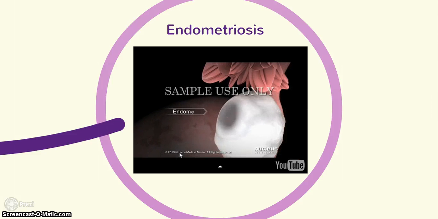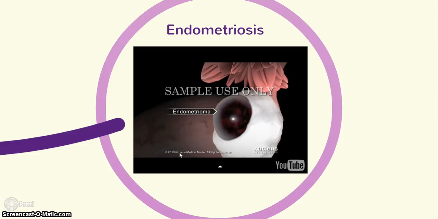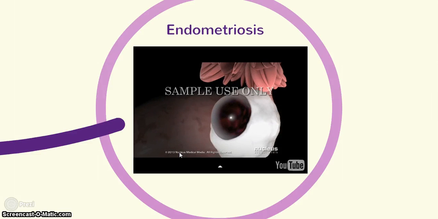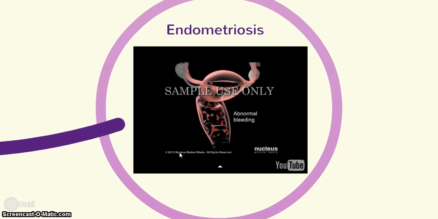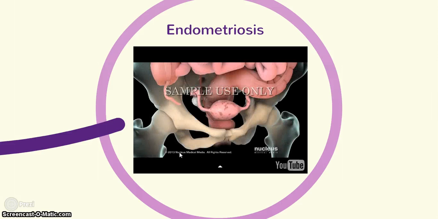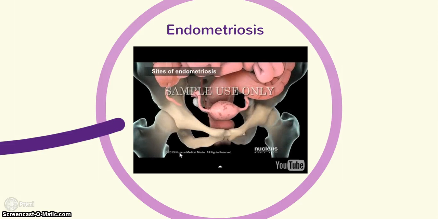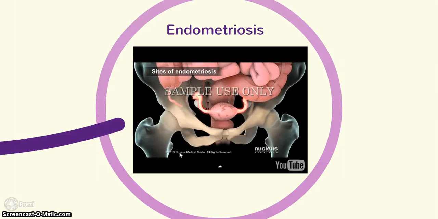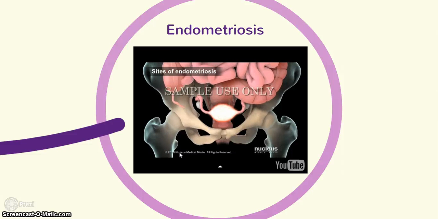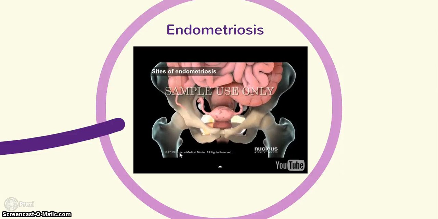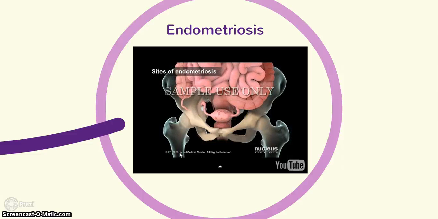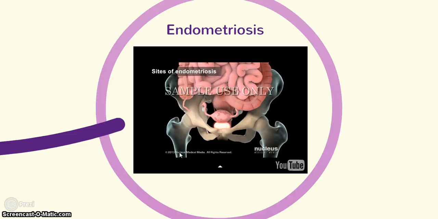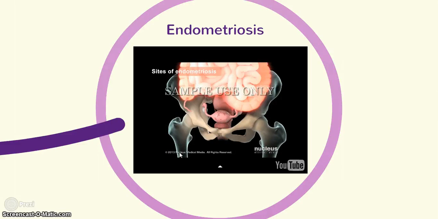Endometriosis can form endometriomas, also known as chocolate cysts. These cysts are fluid-filled sacs on your ovaries that can affect fertility. Endometriosis may also result in abnormal bleeding. The most common sites for endometriosis are the ovaries, fallopian tubes, the outside of your uterus, the supporting structures around your uterus, and the lining of your pelvis called the peritoneum. Other sites include your bladder, rectum, and intestines.